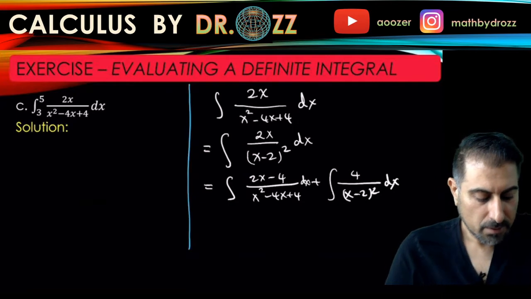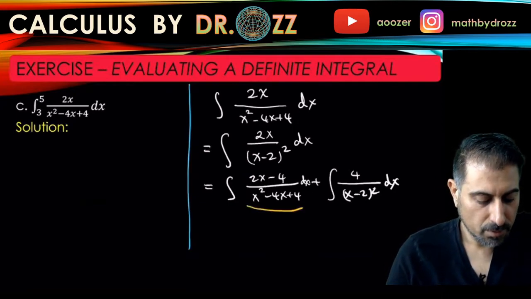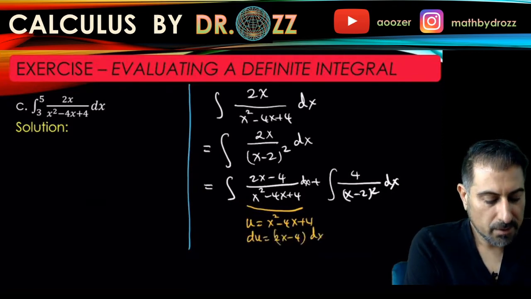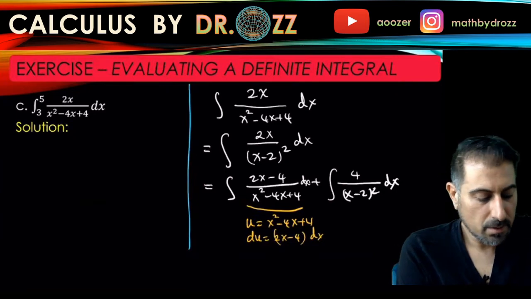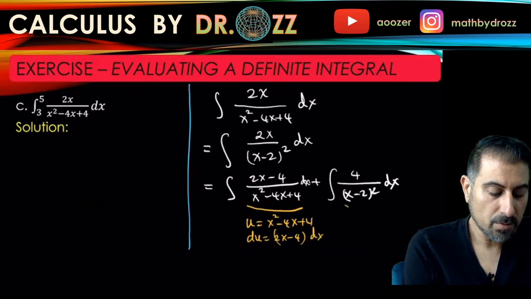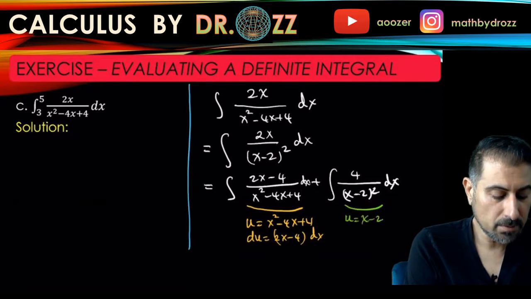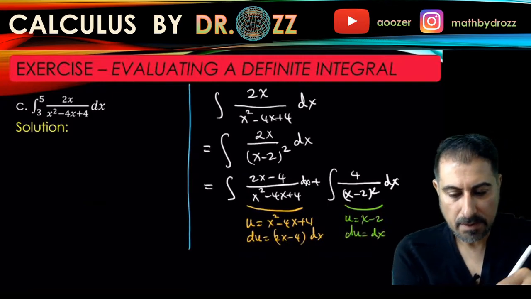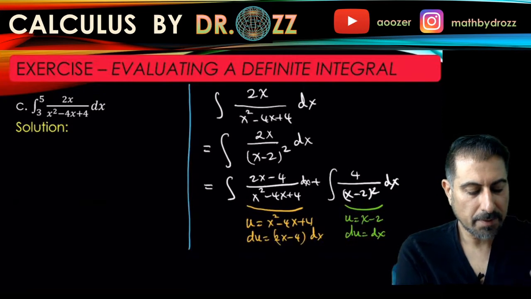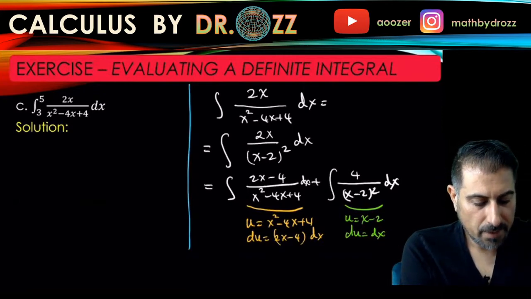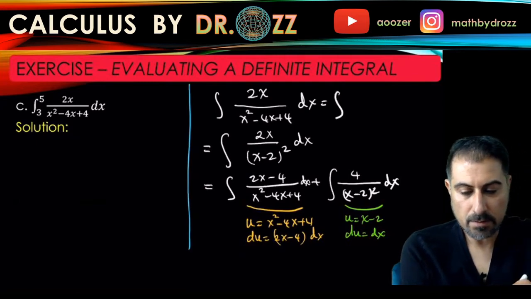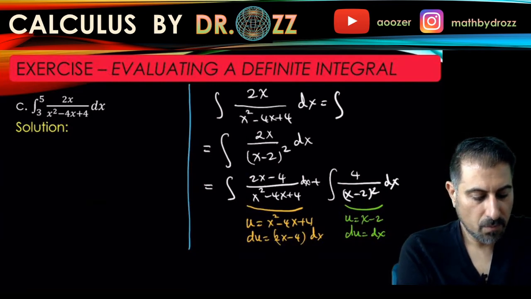I'm going to use yellow here: u is x squared minus 4x plus 4, so that du equals 2x minus 4 dx. All right, over here I'm going to use a green color, and u is x minus 2, so that du equals dx. Let me continue up right here because I need space. There we go. So I have du as 2x minus 4 dx. It's already there, right? So this is du over u.